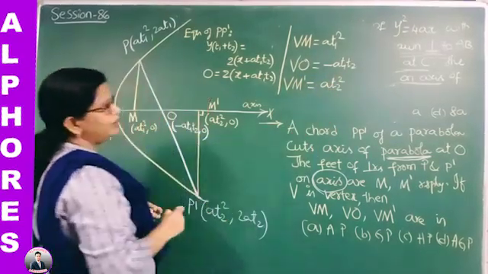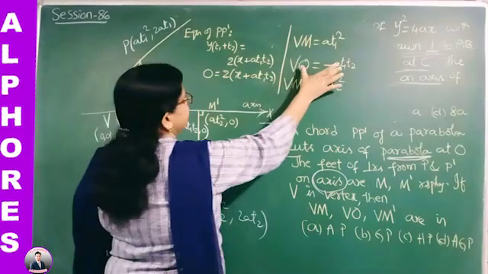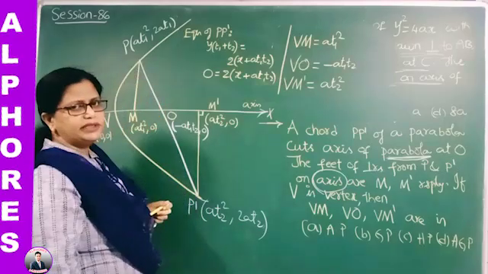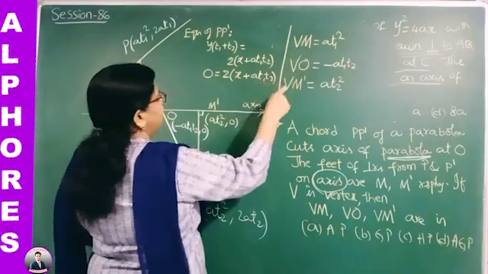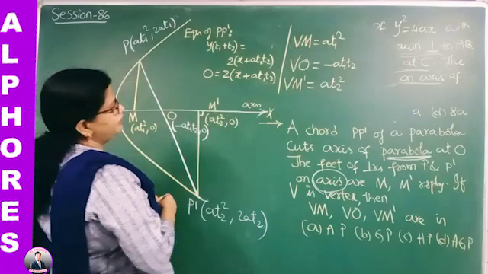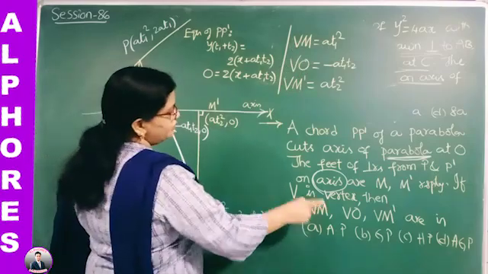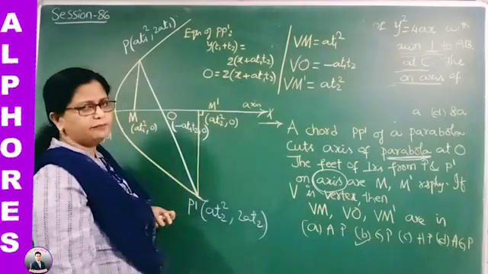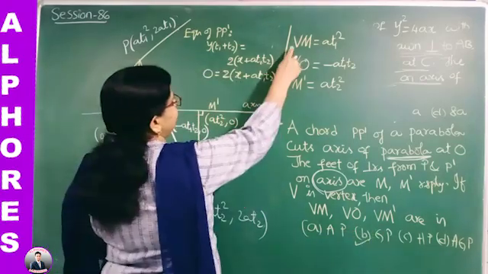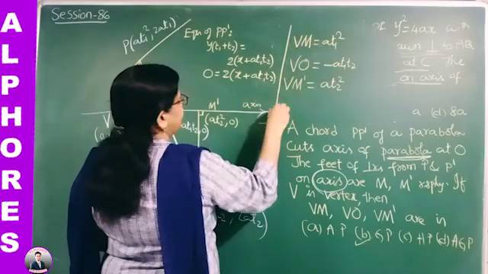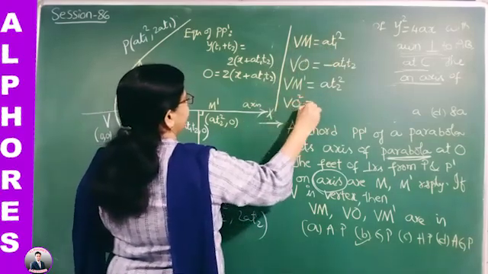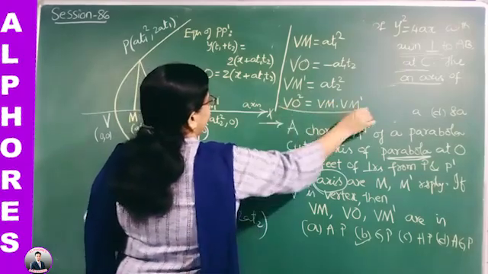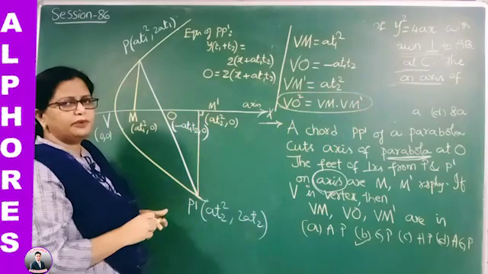Now you came to know clearly the square of this value, that is a square t1 square t2 square, is nothing but VM into VM dash. Therefore students, what is the progression here? We can say the progression is geometric progression. So what we have observed here? VM is a t1 square, and VO square equals VM into VM dash. Therefore clearly these three are in geometric progression.